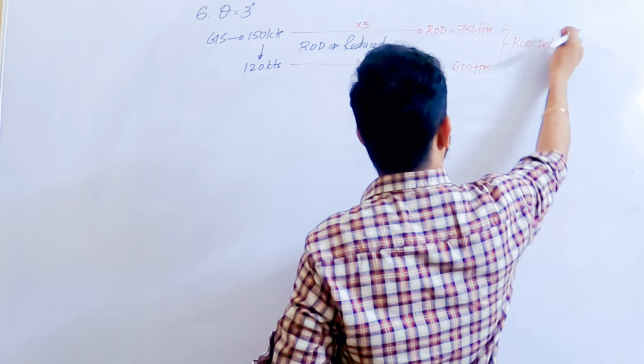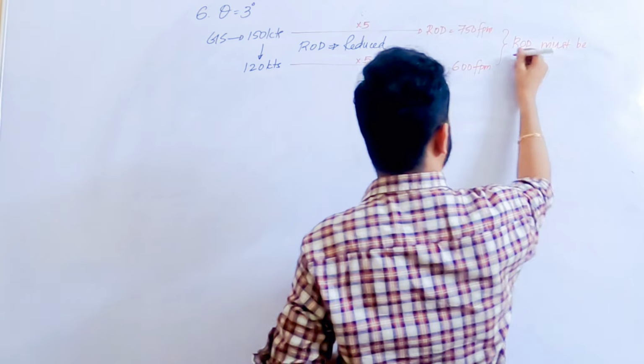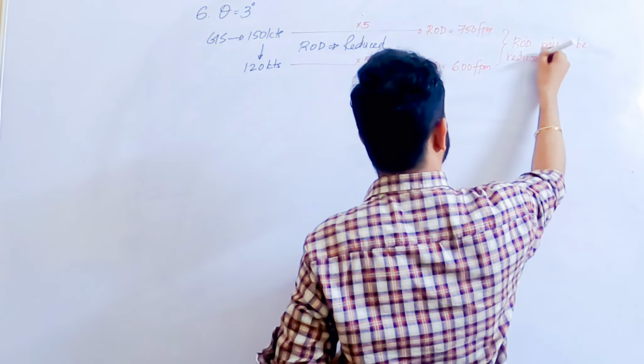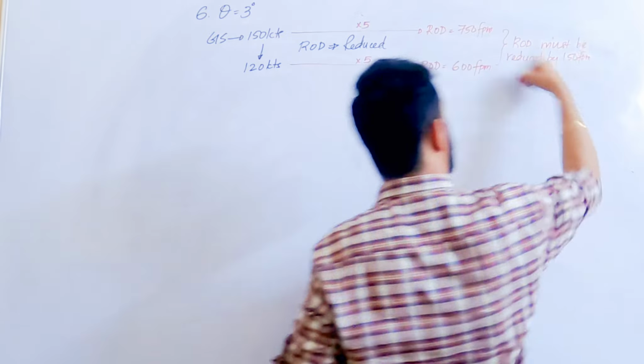By 150. ROD must be reduced. It doesn't reduce by itself, right? It must be reduced by 150 feet per minute. How is this accomplished? How will you reduce the ROD?